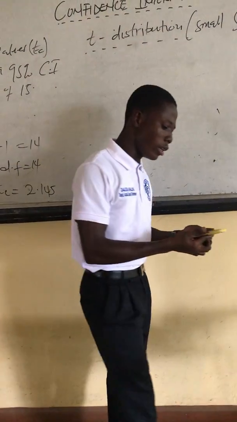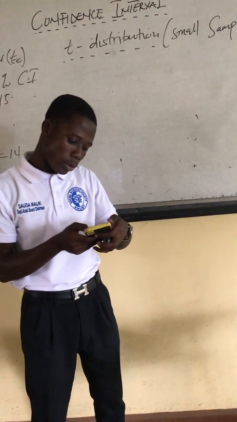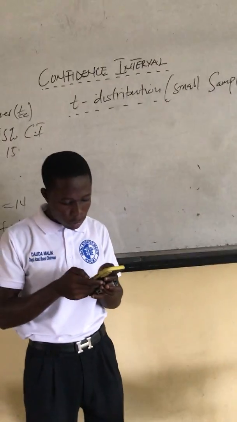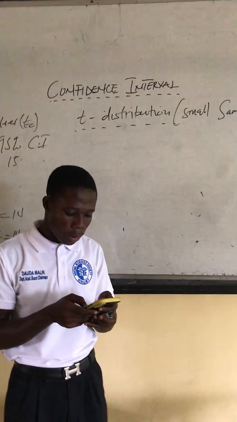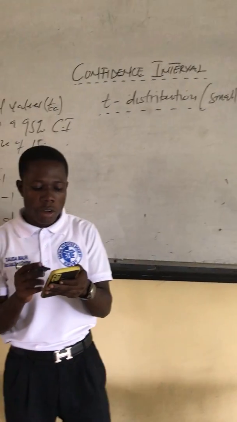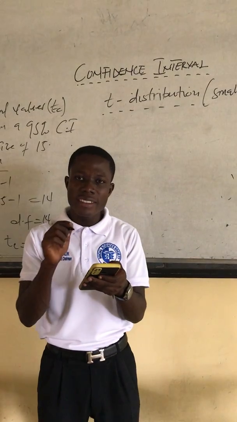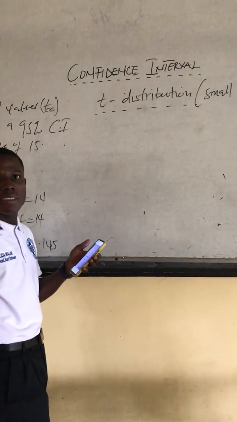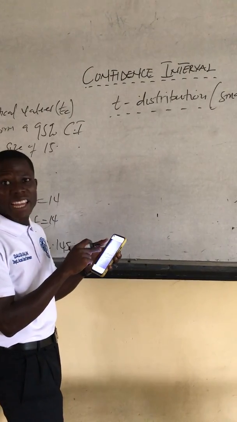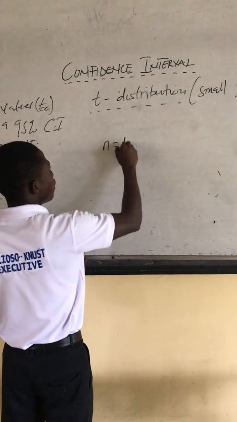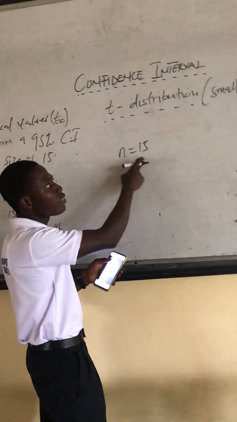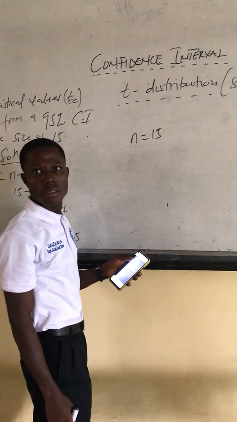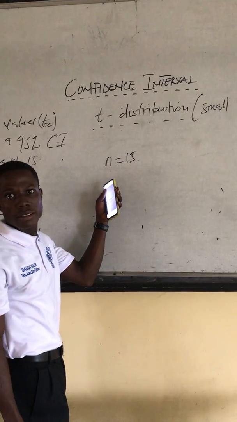So I have a question here that I want us to solve. It said a random sample of 15 DVD players. So it means our N is 15. If our sample size is 15, it means it is less than 30, meaning we have to use the T distribution because the sample size is less than 30.